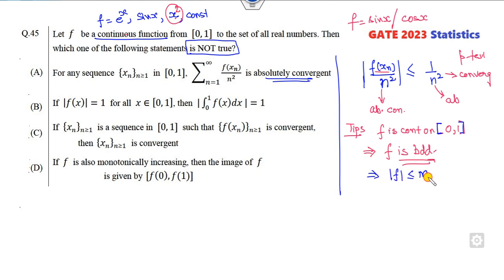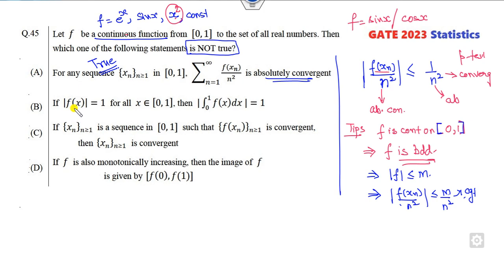So what is the meaning of that? Mod of f is less than m. So f of xn over n square is less than m by n square, and this is a constant. So this is convergent by the p-test. So this is my correct statement. But we need a false statement.